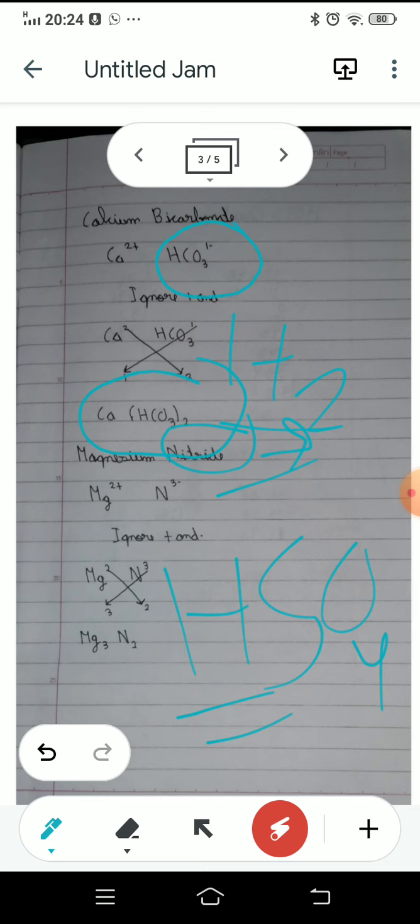Friends, now we will study reactants and products. So let me go to the next frame.